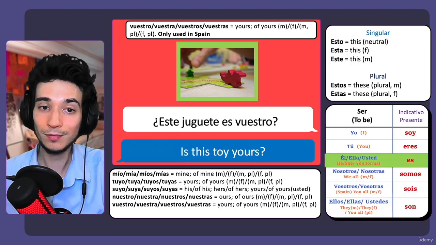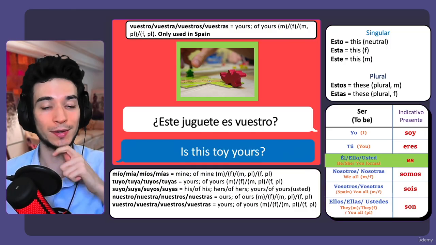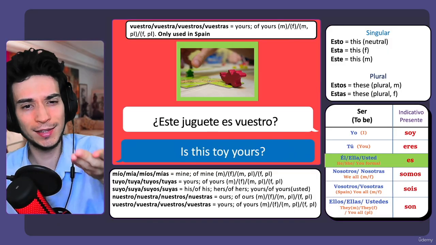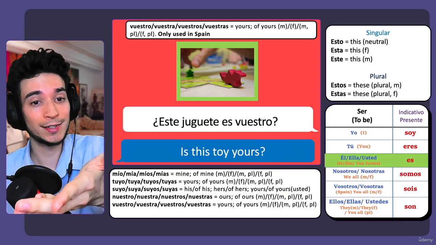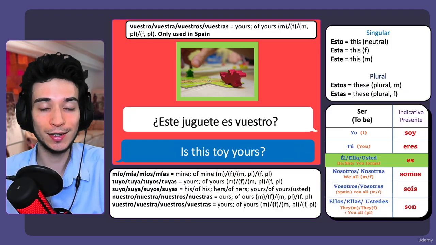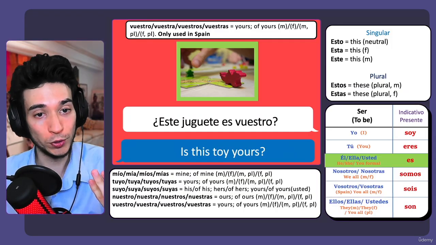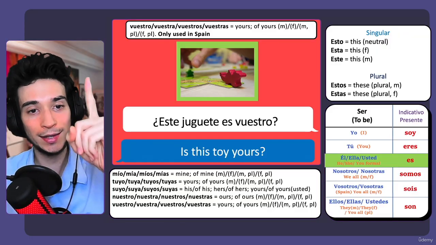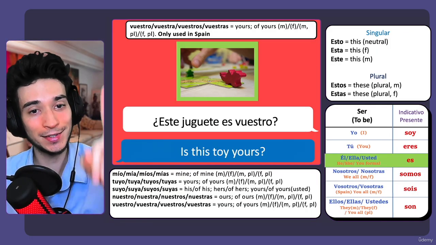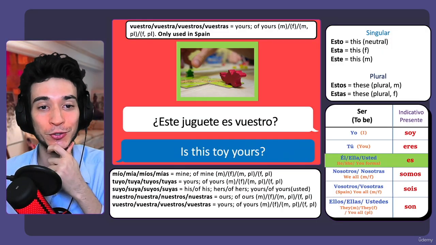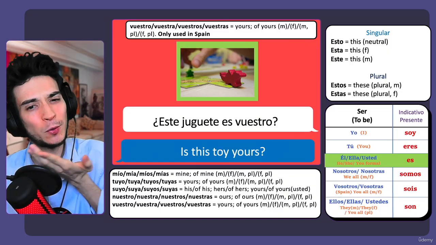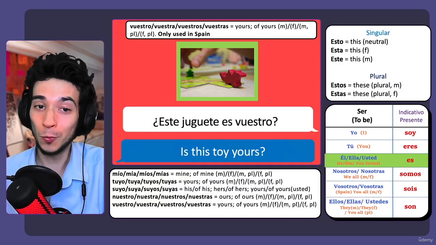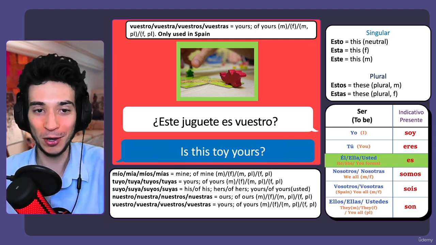Let's try the examples. And here we have a question which says, ¿Este juguete es vuestro? Is this toy yours? And the interesting thing about Spanish is that it depends on the tone we use, because we can also say, this toy is yours, with the same words. So we would say, este juguete es vuestro. This toy is yours. But if you want to make it a question, you change your tone. So you would say, ¿este juguete es vuestro? Is this toy yours? So the words are the same, the tone changes the meaning from a question to a statement.